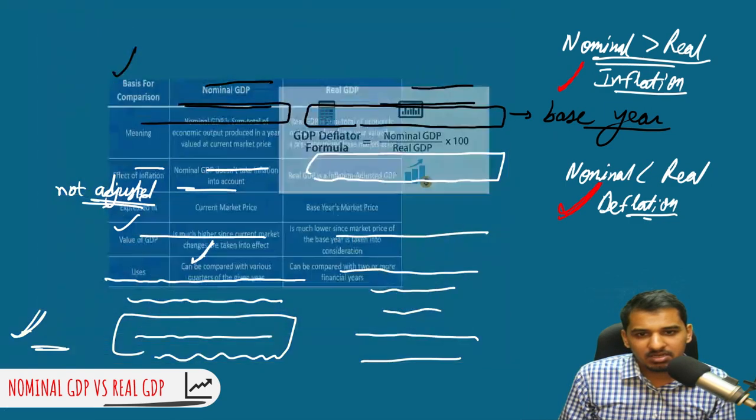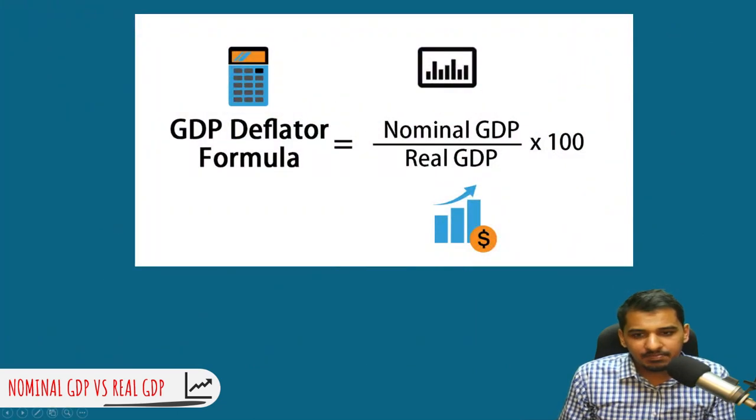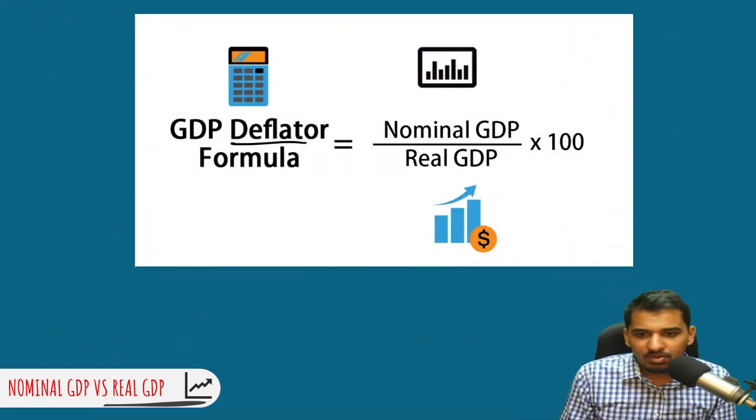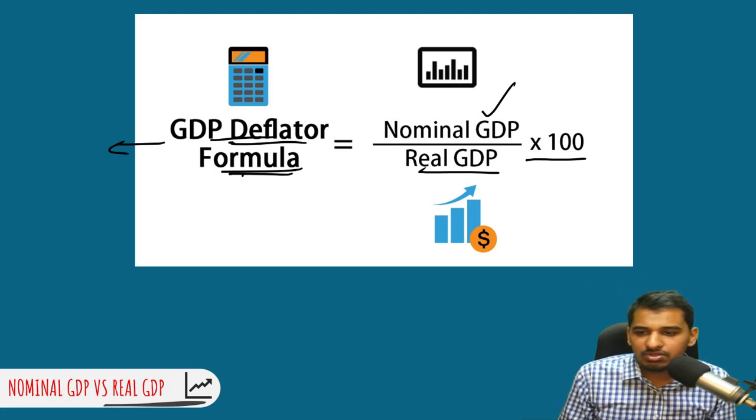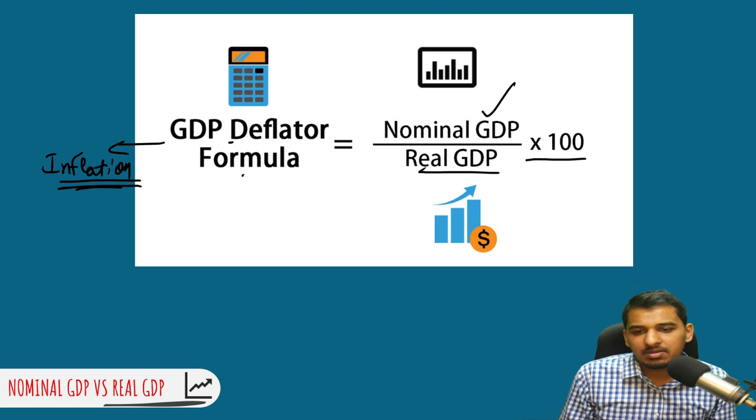Now we have another thing, the GDP deflator. What is its formula? GDP deflator is nominal GDP divided by real GDP, into 100. And this GDP deflator is used to calculate inflation in an economy. This is one of the measures to calculate inflation in an economy.